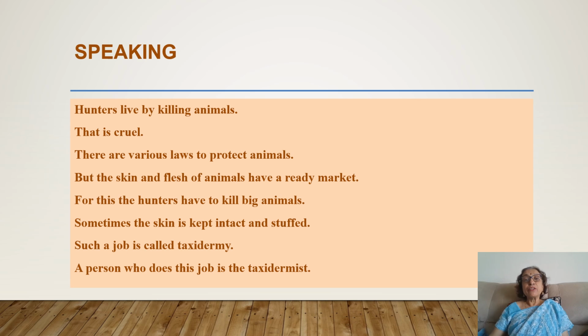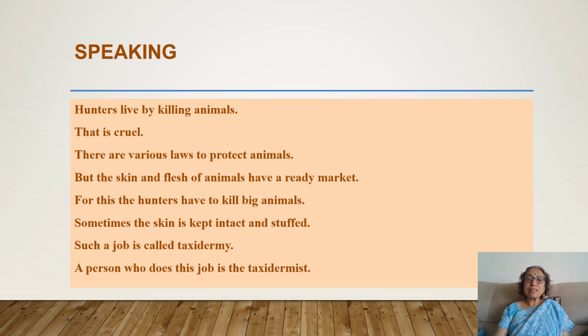We will do a video on various professions, so you will know which word refers to what profession. That is how vocabulary is increased. Now, the person who does this job is the taxidermist. So the work is called taxidermy, and the person who does it is called taxidermist. So you see, you learn two forms of the same word. This is how the speaking part is.